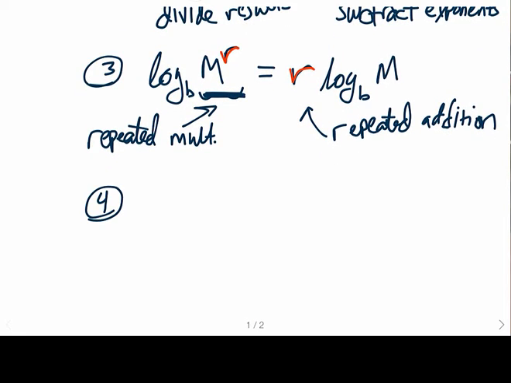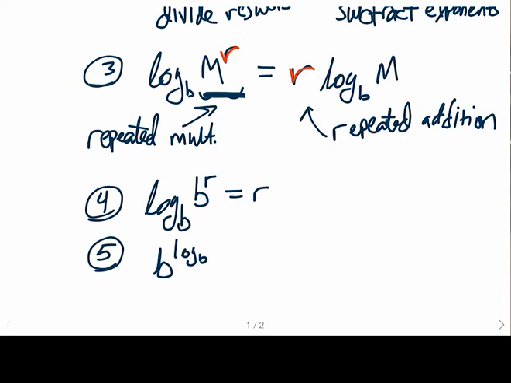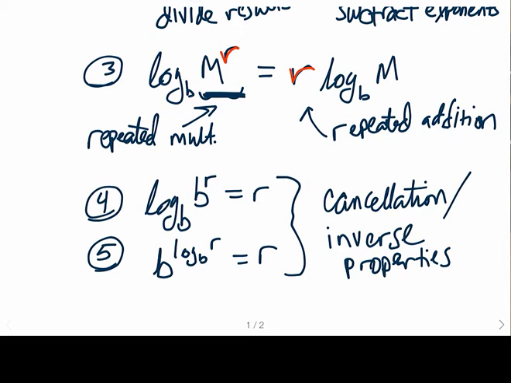What I'm going to call property 4, and these are not really in any particular order: the log base b of b to the r is equal to r. And what I'll call 5 is that b to the log base b of r is equal to r. These I'm going to call cancellation or inverse properties. Just as in the case that addition undoes subtraction and multiplication undoes division, exponentiation undoes a logarithm. And that is a two-way street.